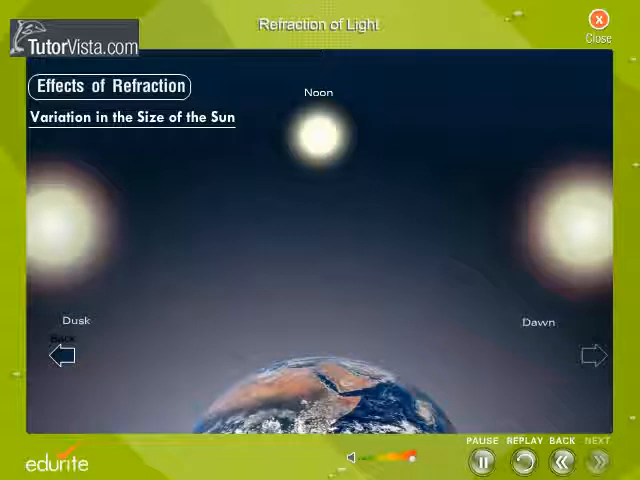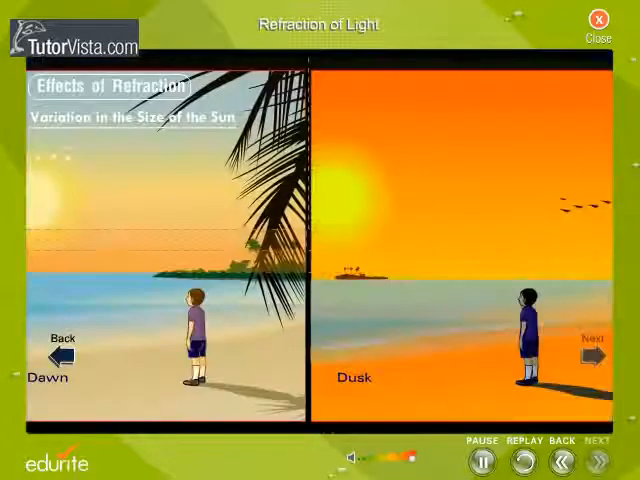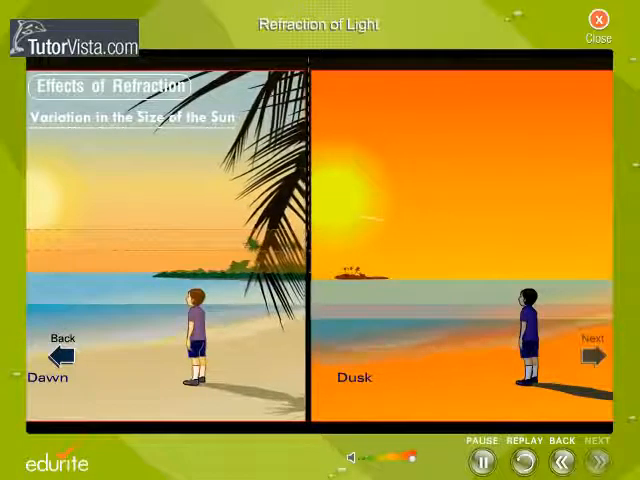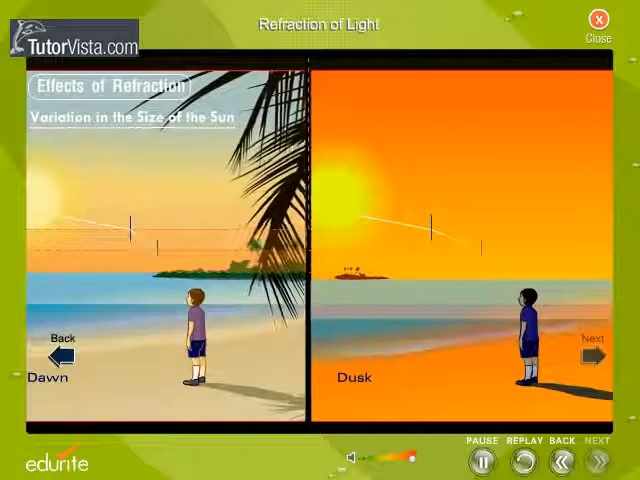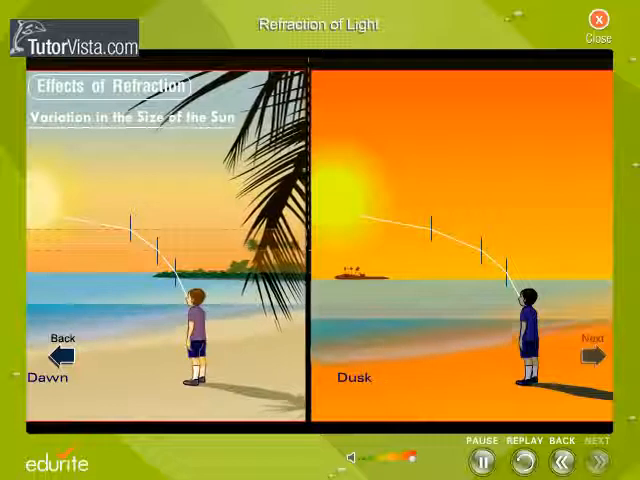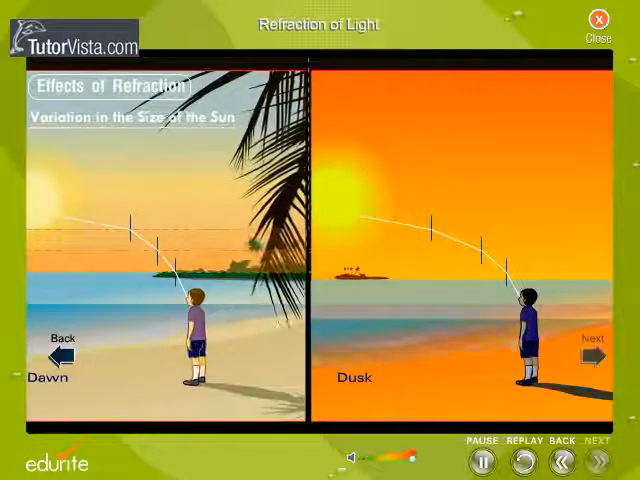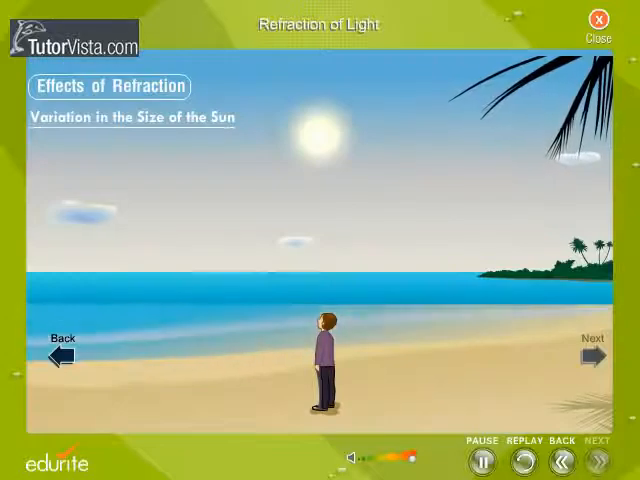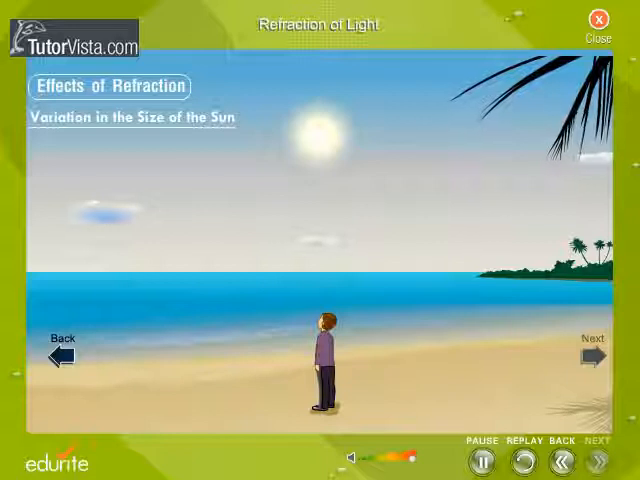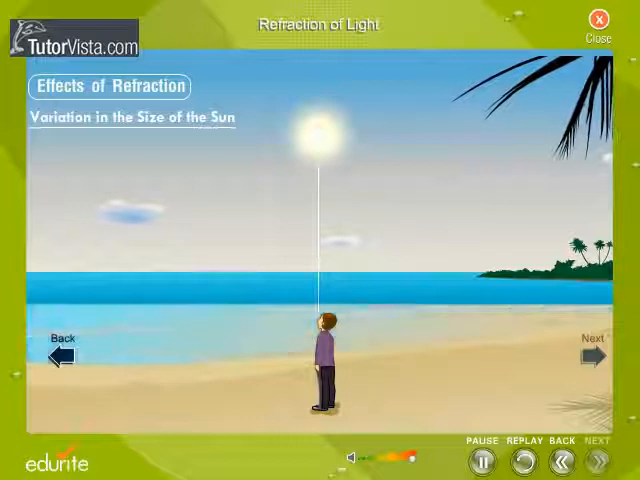At dusk or dawn, the sun appears to be larger than at noon. This is because when the sun is near the horizon, the rays of light coming from the sun have to pass through layers of air of increasing density. Due to continuous bending of light, the sun appears to be larger. At noon, the sun appears to be smaller than at dusk or dawn. This is because the rays of light that fall normally on the surface of the earth do not get refracted.